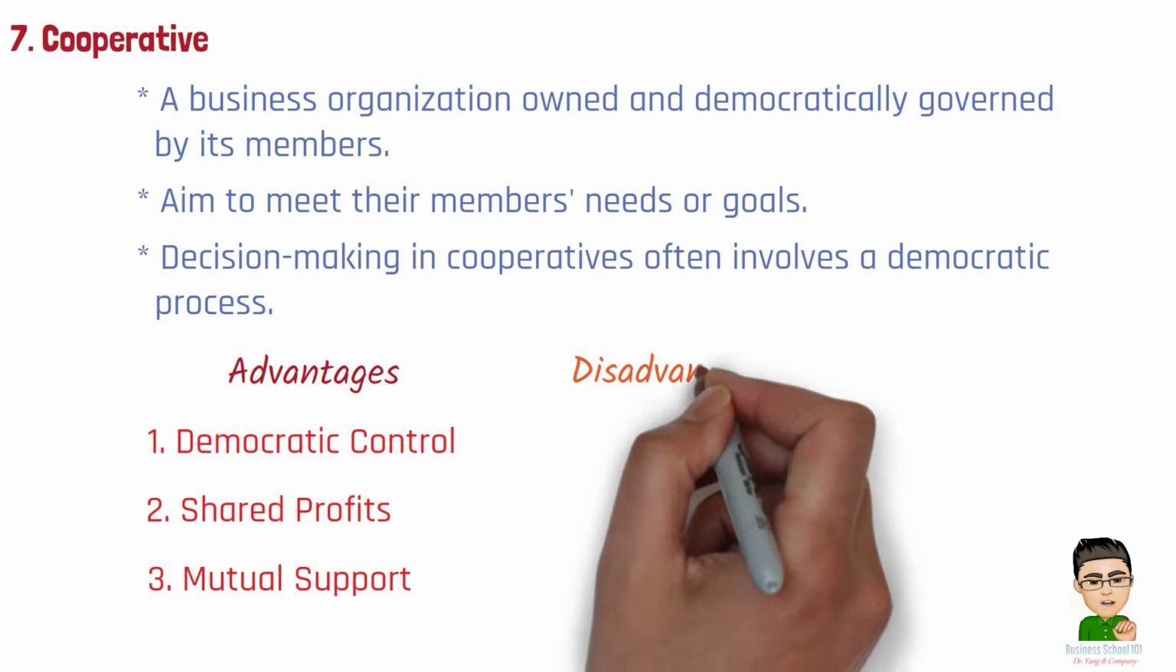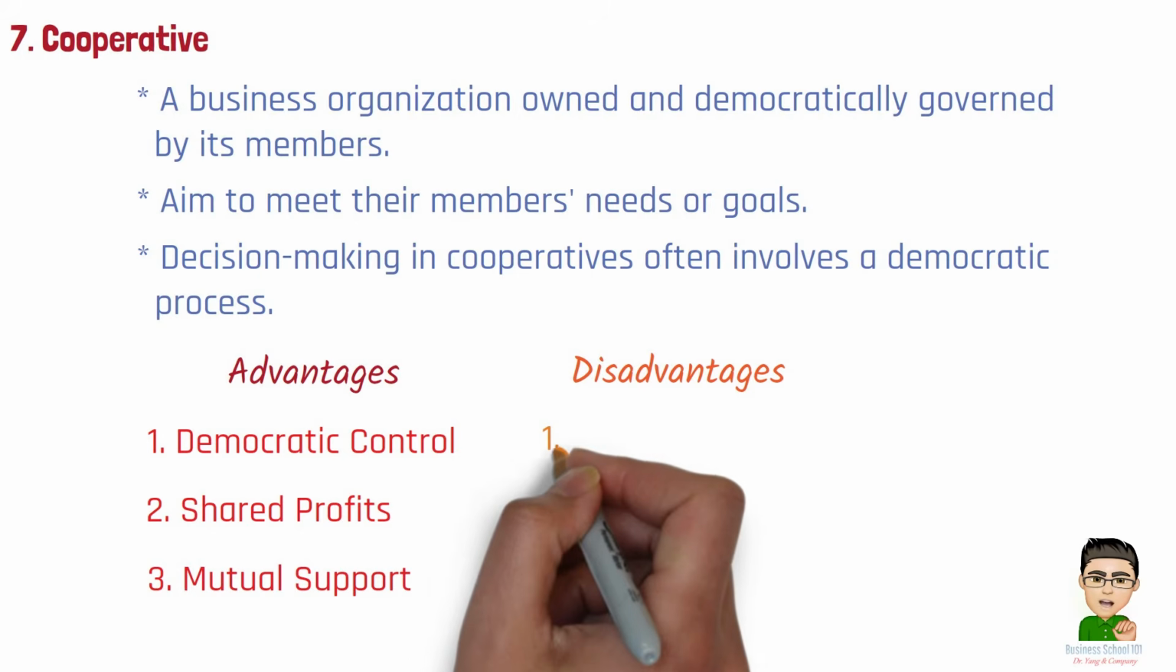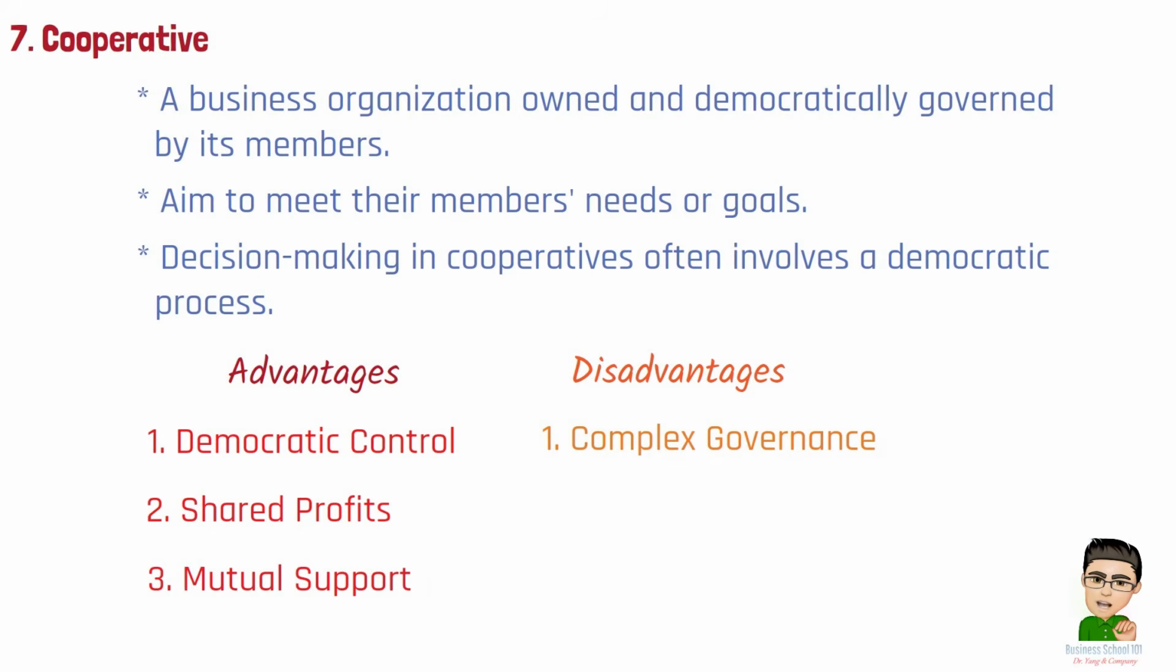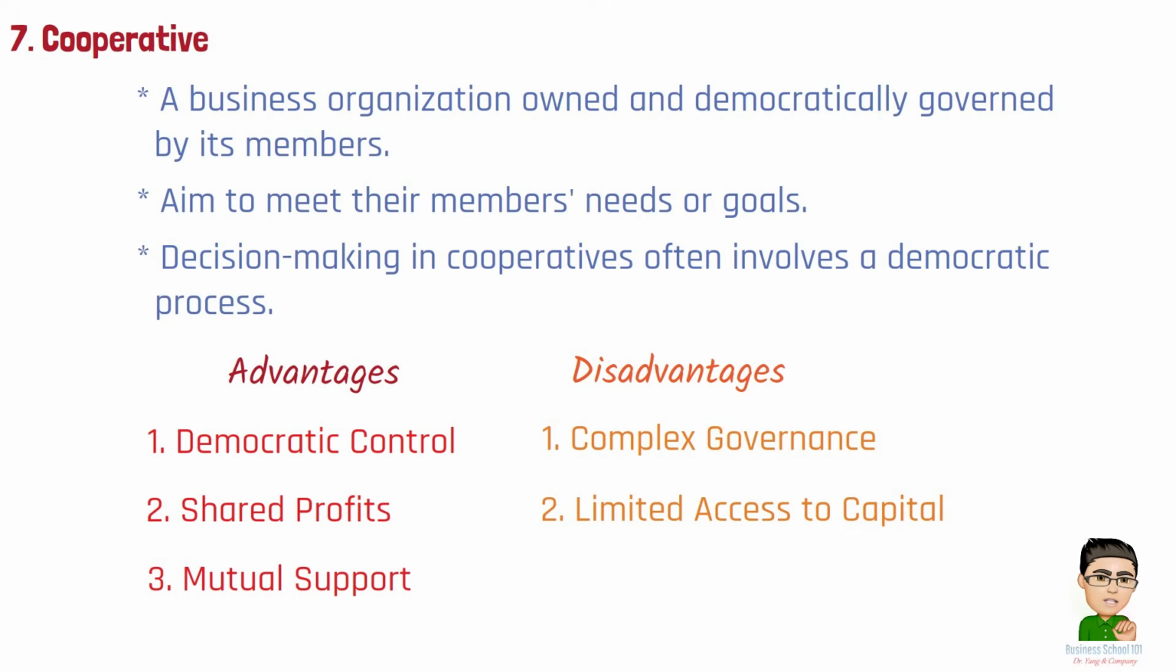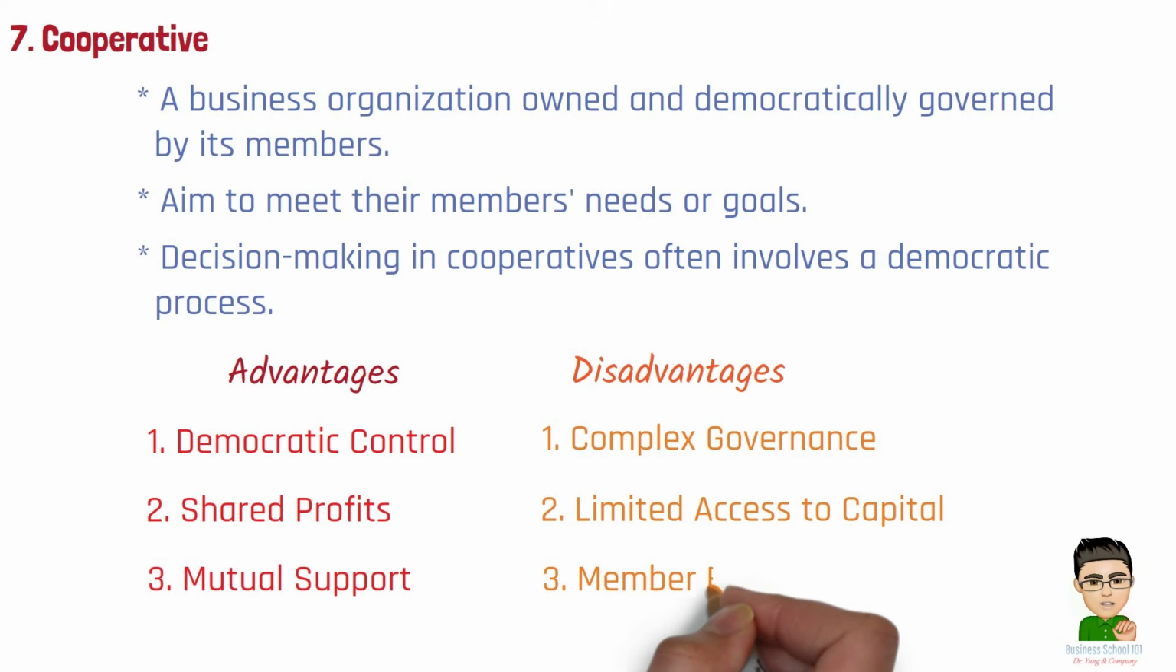However, its disadvantages include: Number 1. Complex governance. Decision-making can be more time-consuming and may involve consensus building. Number 2. Limited access to capital. Cooperative members may have limited ability to raise outside capital. Number 3. Member engagement. Requires active involvement and commitment from members.